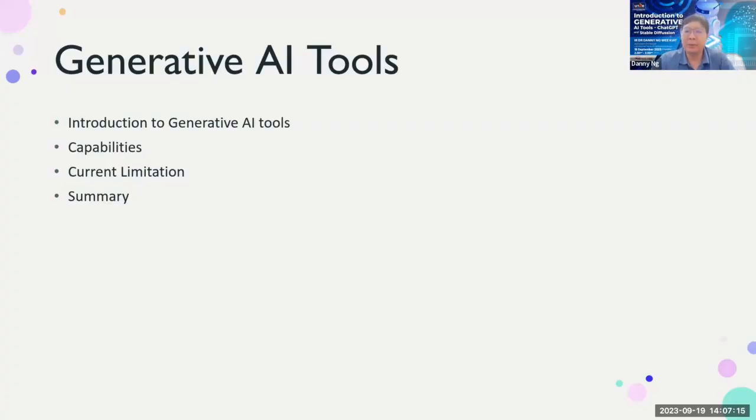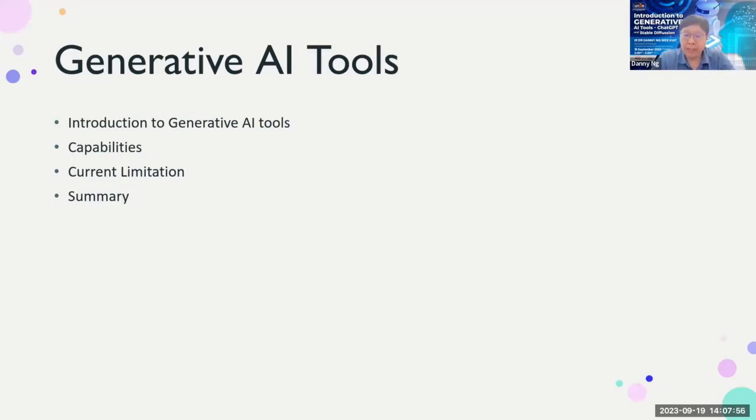Now let's go through the flow of the webinar today. The first thing is I'm going to cover a short introduction to generative AI tools: what they are and what their capabilities are. Then I'll touch a bit on the current limitations of such tools, the things they cannot do. At the end, we'll have a short summary on generative AI tools.